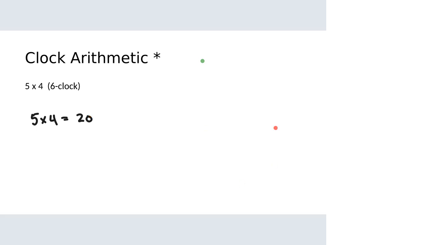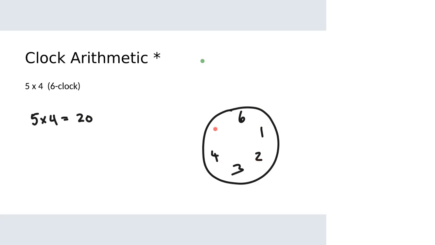But if I imagine myself having a 6 clock over here, that's 1, 2, 3, 4, 5, 6. Those are the only possible answers. Nothing else can possibly be my answer here. So 20 is no good. So I need to do an entire revolution backwards. So I'll subtract 6, and that puts me at 14.